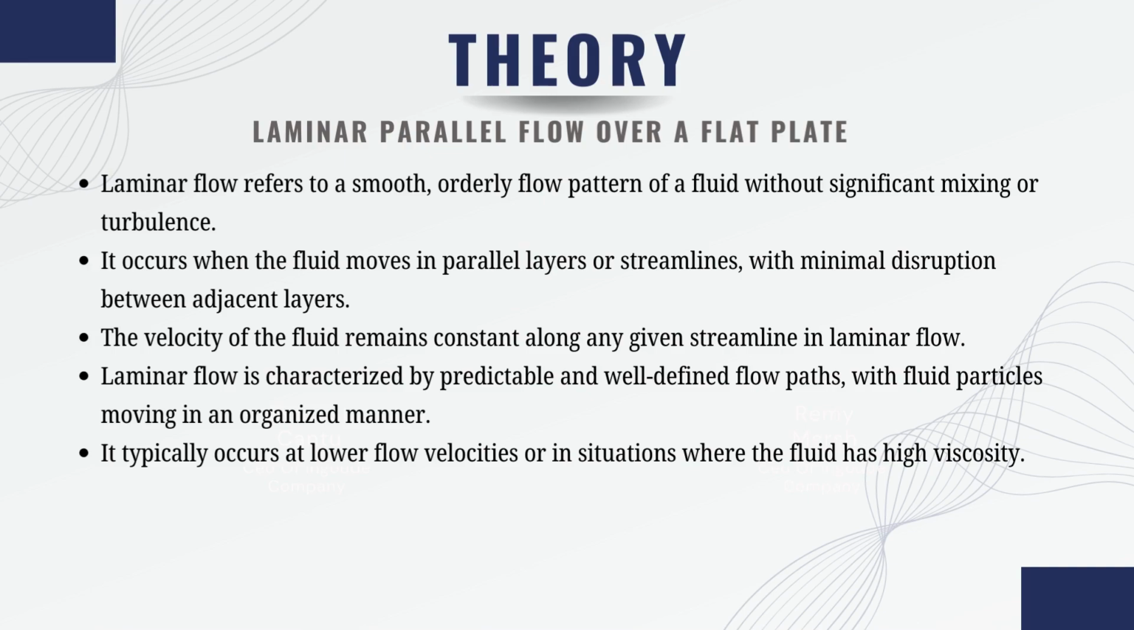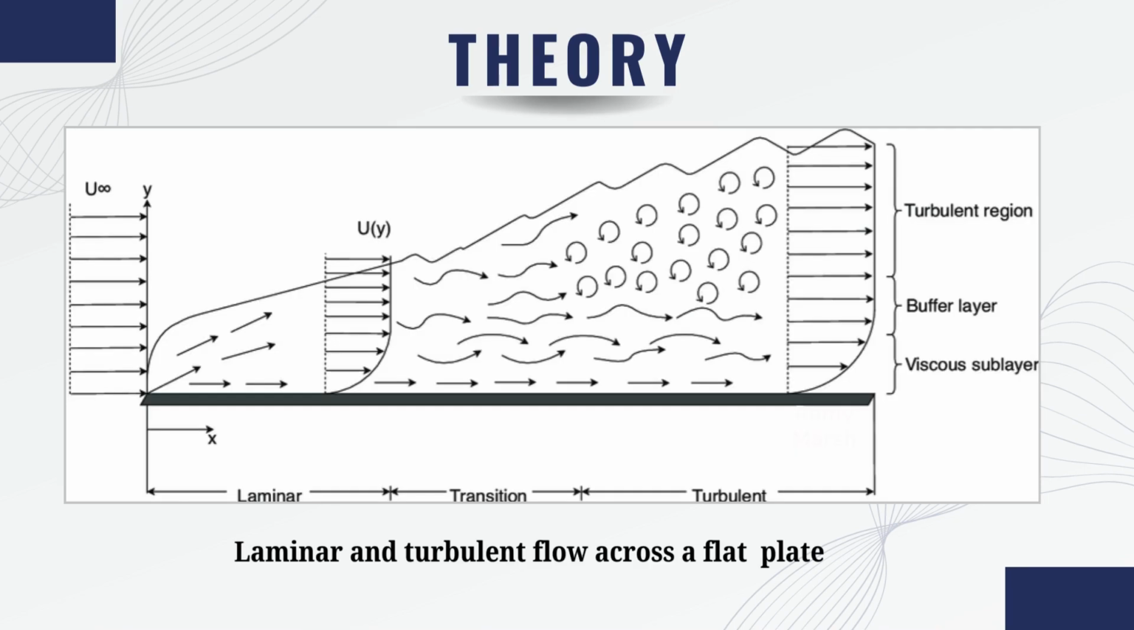The velocity of the fluid remains constant along any given streamline. Laminar flow is associated with a well-defined and predictable flow path. Laminar flow typically occurs at lower flow velocity.